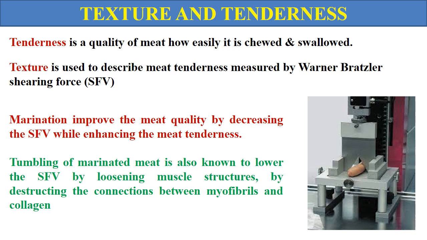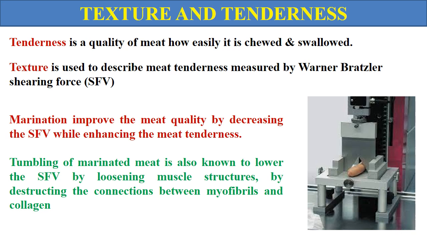One of the common machines is the Warner-Bratzler shear force, also expressed as shear force value. We need to take a meat sample, the machine is allowed to cut through it, and how much force is required is measured. If the force taken is more, it means a tough texture and less tender. If the force is less, that means it is more tender.